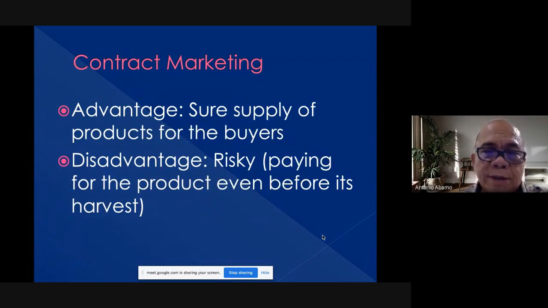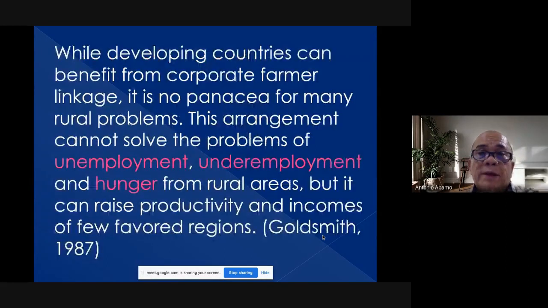Ang disadvantage lang po sa contract marketing is the risk involved sa integrator paying for the product even before its harvest, no? May advantage siya sa buyer for the surety or certainty of supply for the market. While developing countries can benefit from corporate farmer, it is not a complete solution for many rural farm problems. This type of arrangement cannot solve the problems of unemployment, underemployment, and even hunger, no? It can raise productivity and income of a few favored regions, but not true to all. So this should be implemented on a case-to-case basis depending on who gets most of the benefit. If it is equitable enough on the part of the farmer, then we go for it.